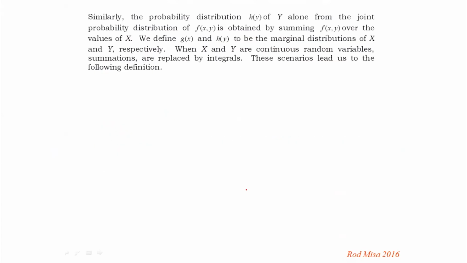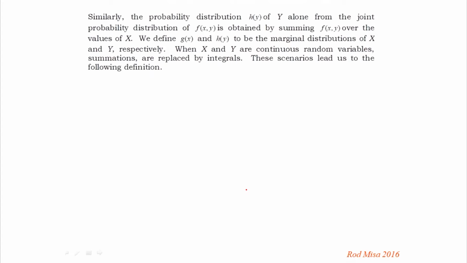So similarly, the probability distribution of the random variable y alone from the joint probability distribution of the small f of x and y is obtained by summing all probability values over all values of x. We define g of x and h of y to be the marginal distributions of the random variables x and y respectively.